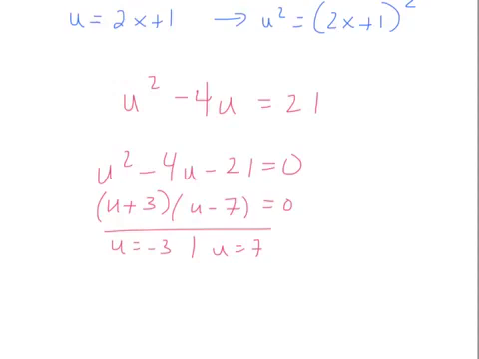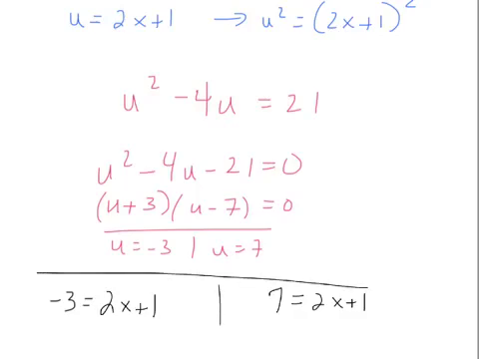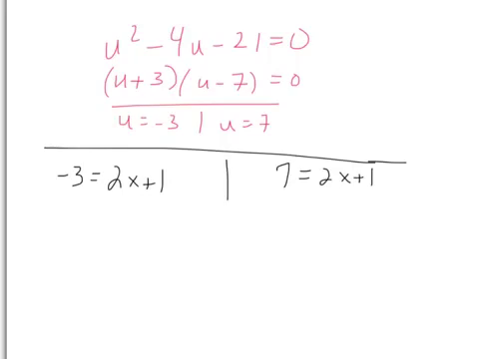So again, let's take this negative 3 here. Negative 3 is equal to u, but u is equal to 2x plus 1. So negative 3 has to equal 2x plus 1. And then 7 has to equal 2x plus 1. So those are the two cases we have now, almost like an expanded t-chart in a sense. Let's go ahead and solve these equations separately.